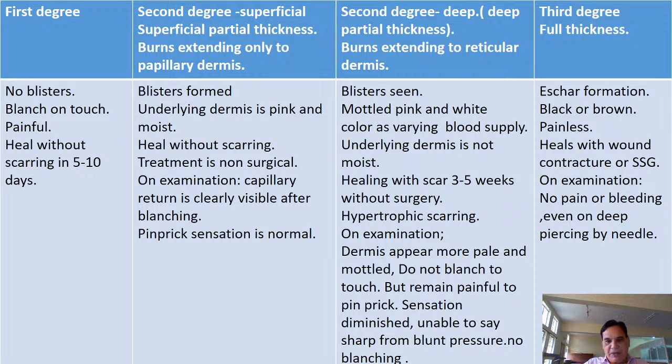Second degree, deep partial. Here what is happening? Blisters are seen, but the skin below is mottled. In superficial, it is pink and moist. Here it is pink and white in color because the blood supply is varying and the underlying dermis is not moist. You will immediately feel the difference that something is wrong. It is a deep dermis. It is a deep burn, deep second degree burn.